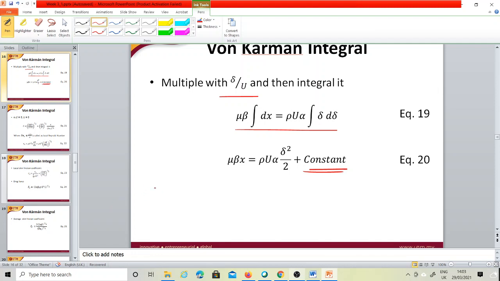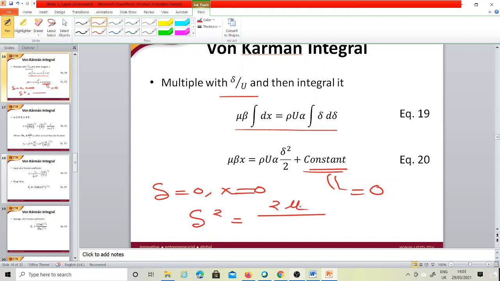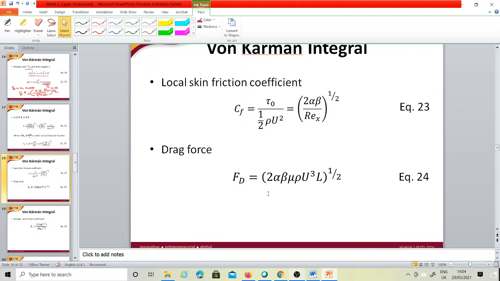In this case, if your delta is 0 at x equal to 0, so if you put x equal to 0 and delta equal to 0, your constant is actually 0. Okay, so what you will get from here is that delta square is equal to 2 mu beta x divided by rho u alpha, and then if you want to write it in a delta form, it should be the root of it. That means 1 by 2, half. Okay, so this expression you will get here.